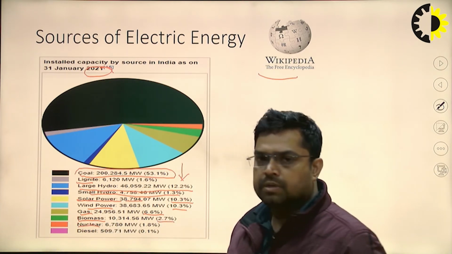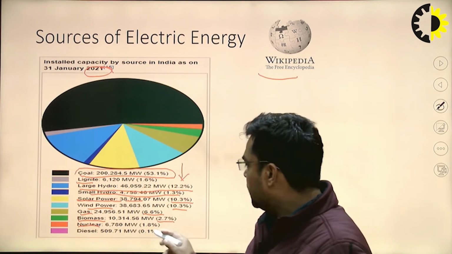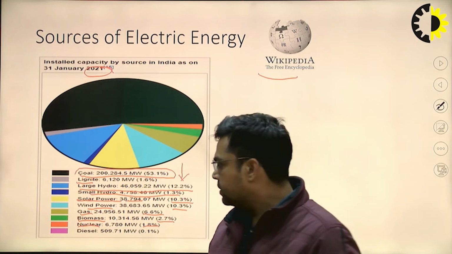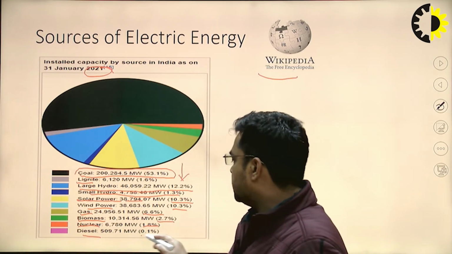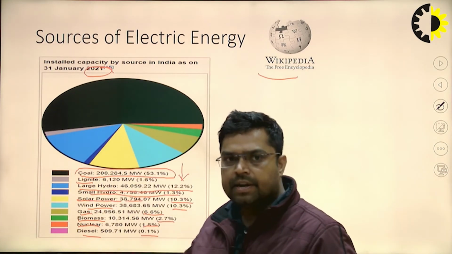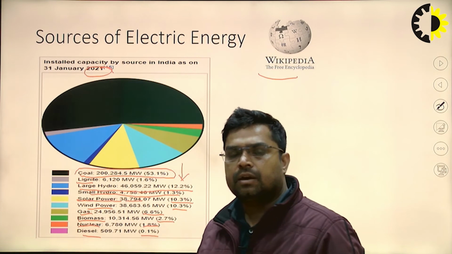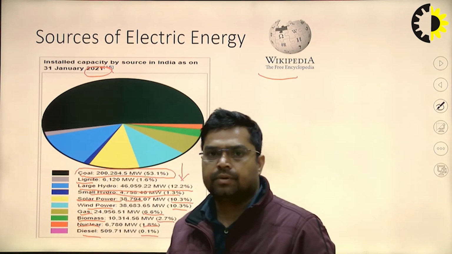Nuclear energy based power plant, this is a non-renewable energy source. Their percentage is 1.8%. Diesel, this is again a conventional energy source. Their percentage is around 0.1%. So this data is changing day by day. This is the latest data, or you can say this is the data according to 31st January 2021.